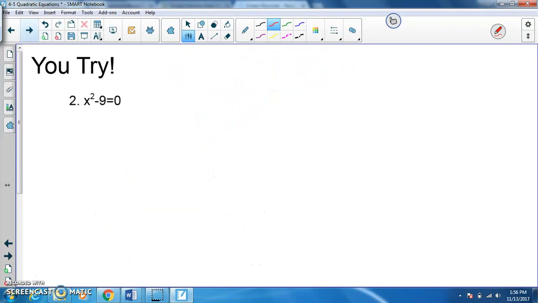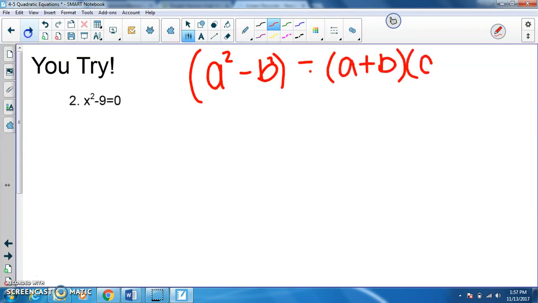You guys try this one. Remember difference of squares here. If I have a squared minus b squared, this is equal to a plus b times a minus b.